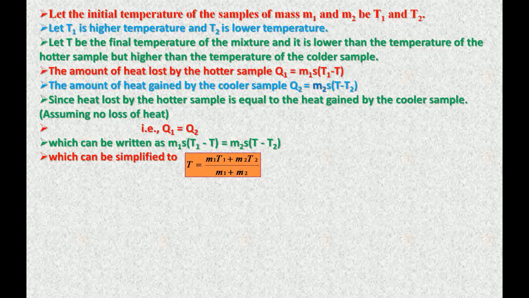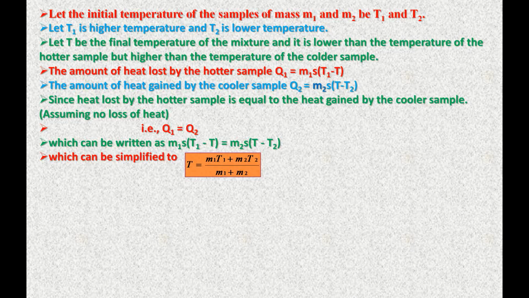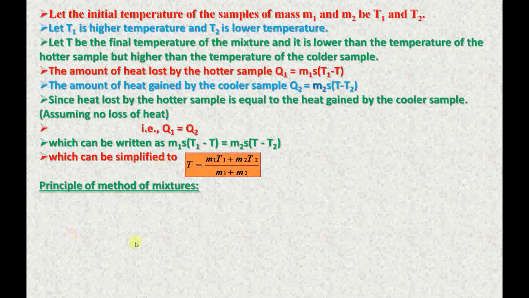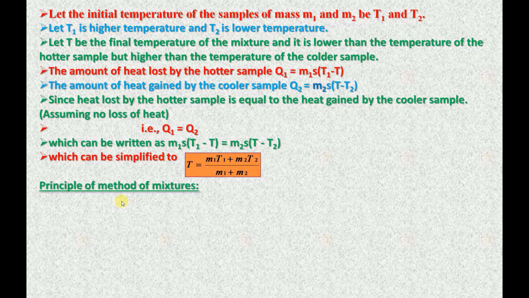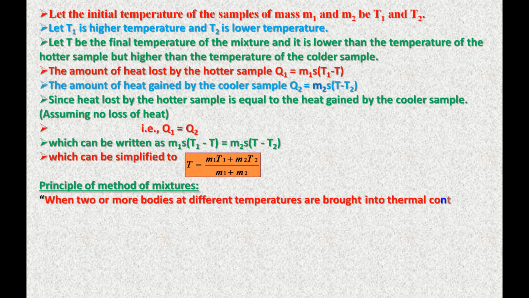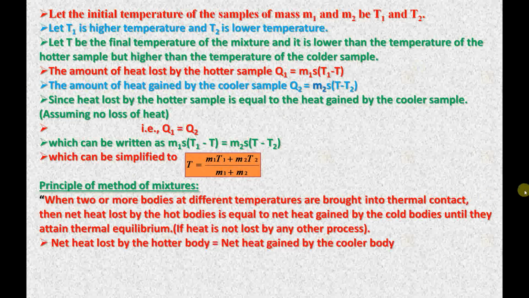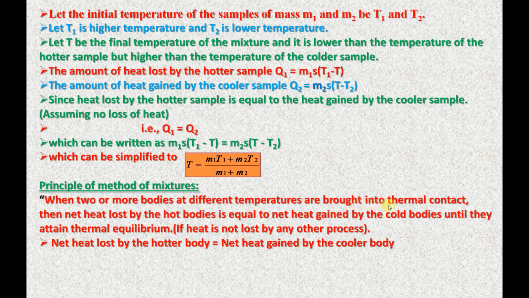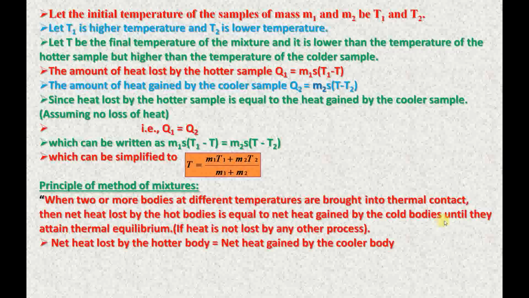Okay, students. Next, from this activity and derivation we can define the principle of method of mixtures. What's the principle of method of mixtures? When two or more bodies at different temperatures are brought into thermal contact, the net heat lost by the hot bodies is equal to the net heat gained by the cold bodies until they attain thermal equilibrium, if heat is not lost by any other process. This is very important here.